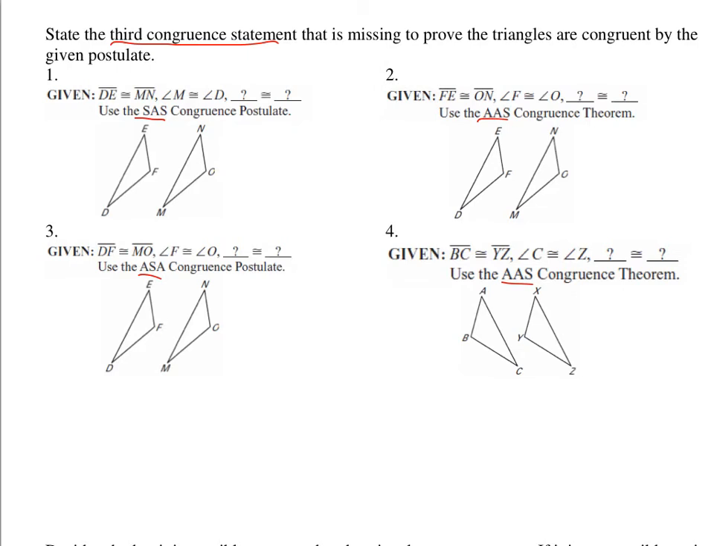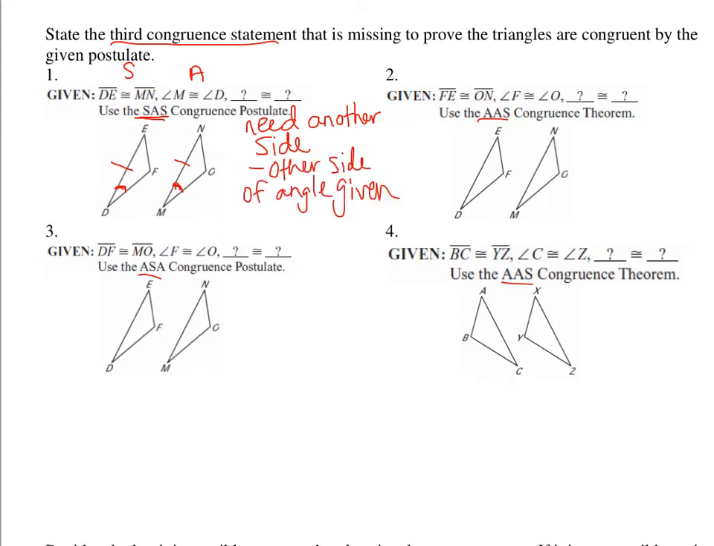So first off, put all the markings in your picture. So we're going to have DE is congruent to MN, angle M is congruent to angle D. So I've got an angle and I have a side. So we need another side. And if you notice, we have side angle side, so the other side needs to be on the other side of the angle given. So this means in our picture that the piece that I'm missing is DF will be congruent to MO. So DF is congruent to MO is the piece that we are missing for side angle side.